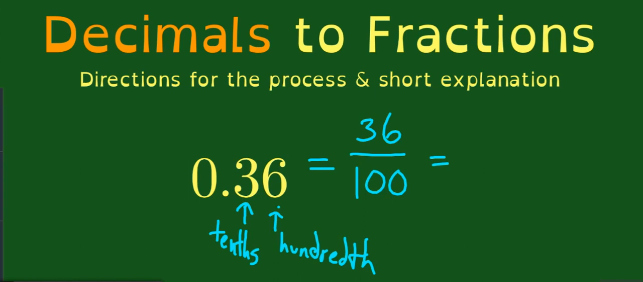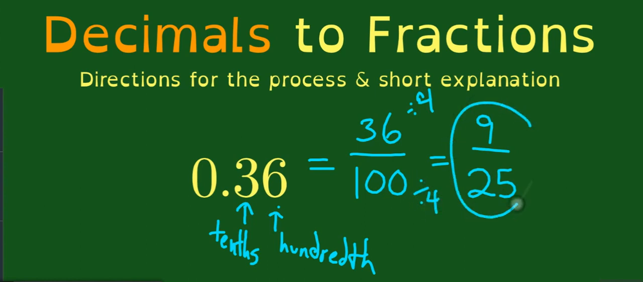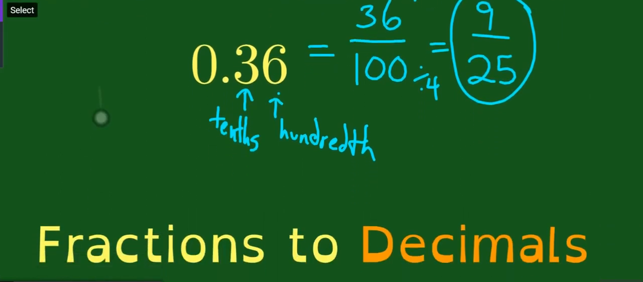Both of these are divisible by 4. So we could get 9 over 25, and I don't believe I can go any farther than that at this point. So with decimals to fractions, just read the decimal, turn it into a fraction, then you can reduce if needed.